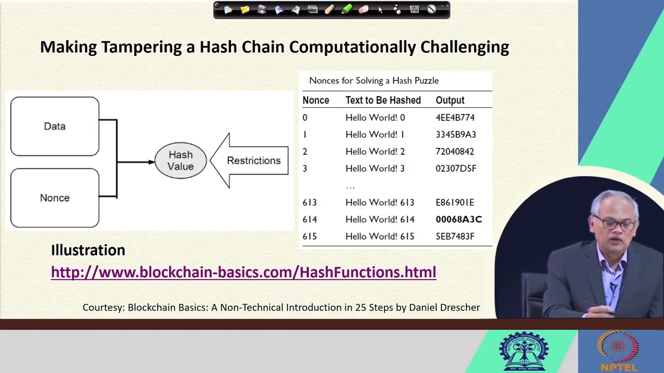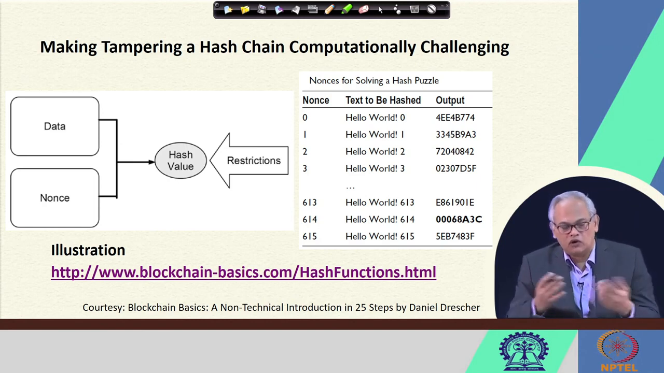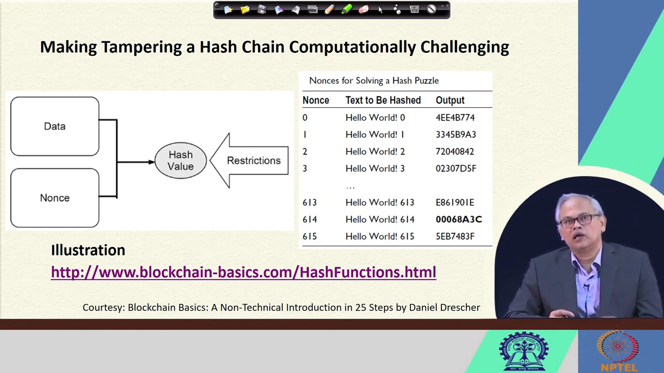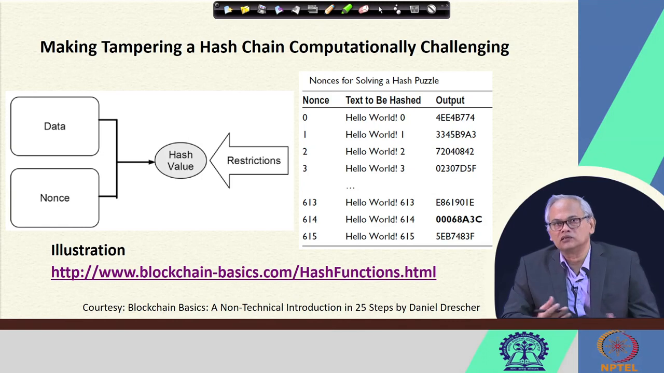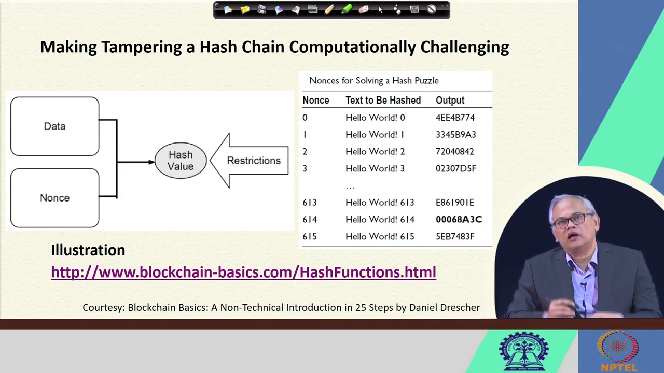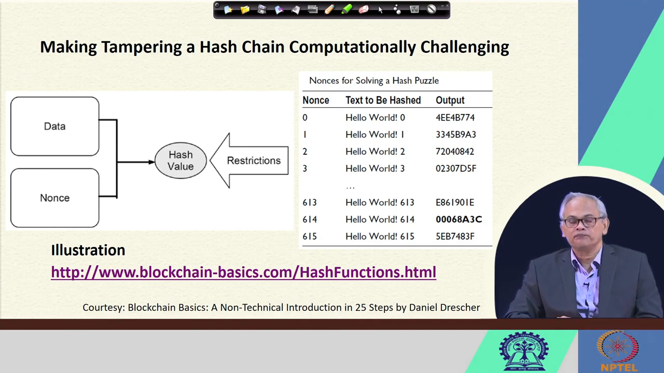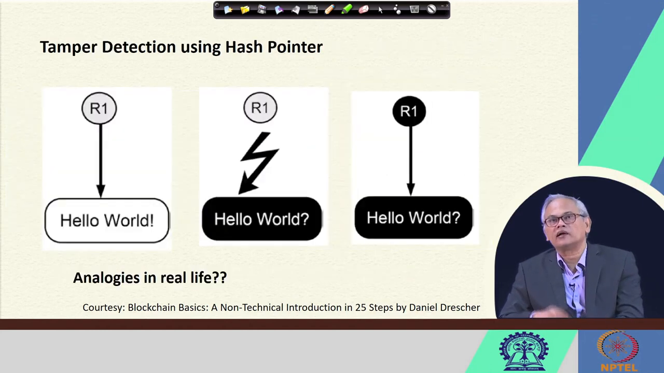And how is it done? Along with the data, we say that there will be another piece of data along with the original data of the message, which is called nonce, meaning number used only once. So, if we apply the hash function on the concatenation of this data with the nonce, it will generate a hash value which will have certain restrictions. Let us see that if we put restrictions in a proper way, then it will be computationally challenging for the attacker to recalculate the hash values, as we tried to explain here by updating that R1 itself.